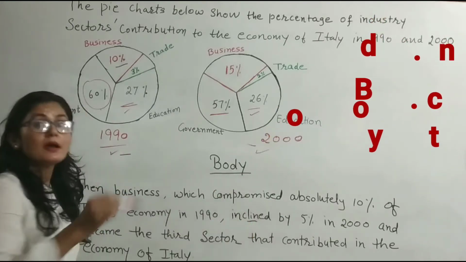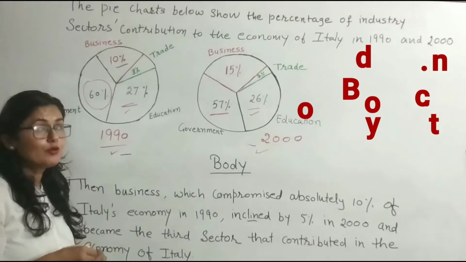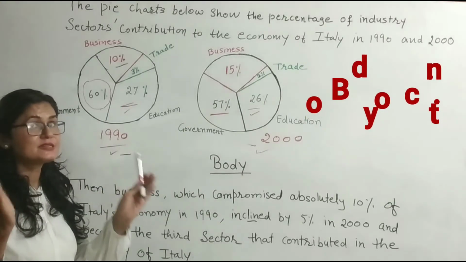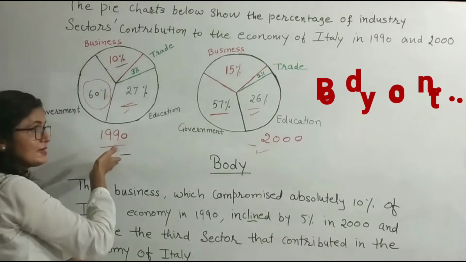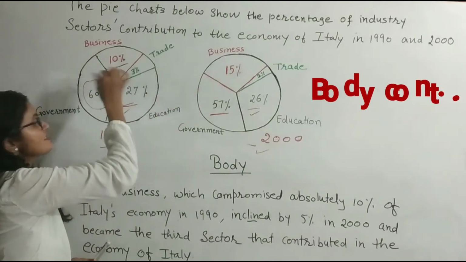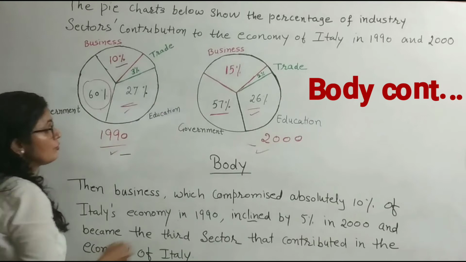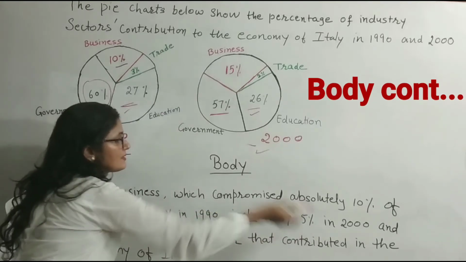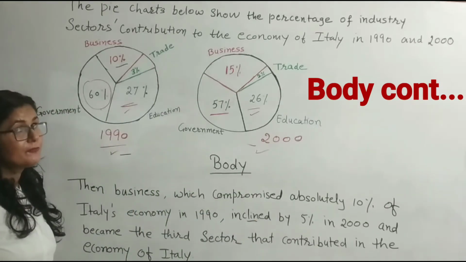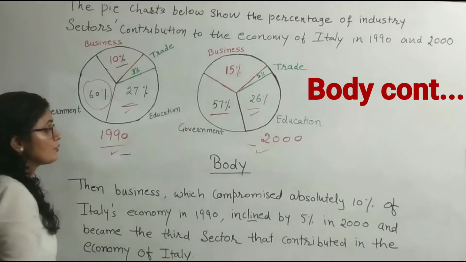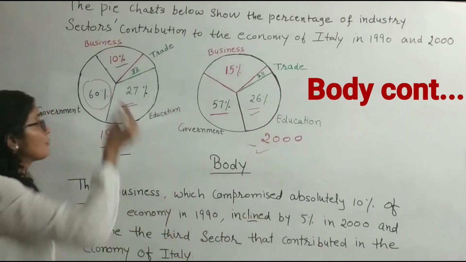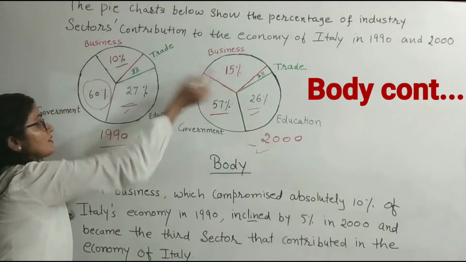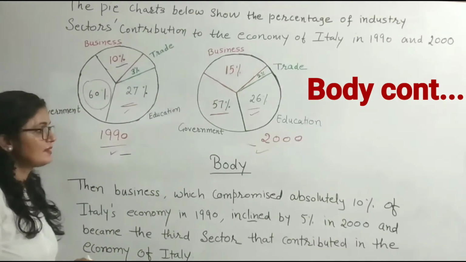Incline means addition. As I said to you before, we can add, subtract, divide and multiply also. It was 10% in 1990 and 15% means 10 plus 5. So inclined by 5% in 2000. If it decreases, then you can say declined by 5%. If in case from 10 it decreases to 5%, then you can say that.